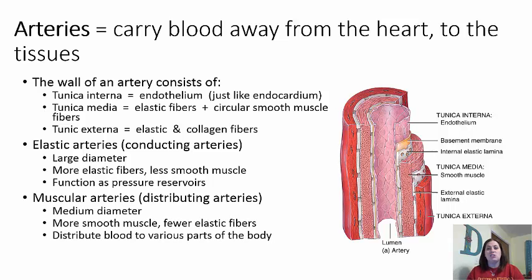On the other hand, you have your muscular arteries. These are the distributing arteries. They're smaller, more medium diameter. They're going to have more smooth muscle, fewer elastic fibers, and they're going to distribute the blood to the various parts of your body, okay, to your different internal organs, but also to your extremities and that sort of thing.